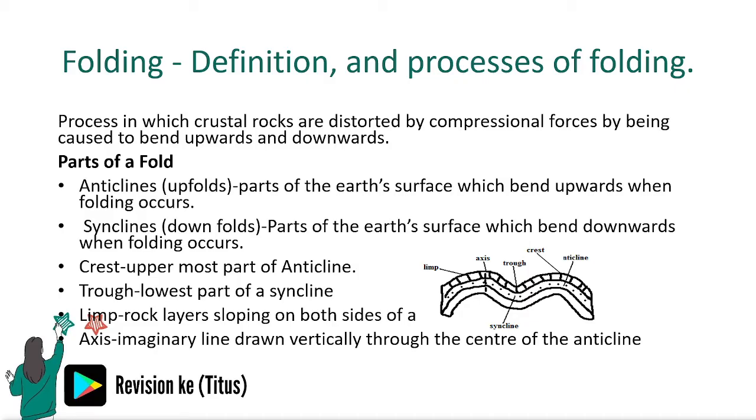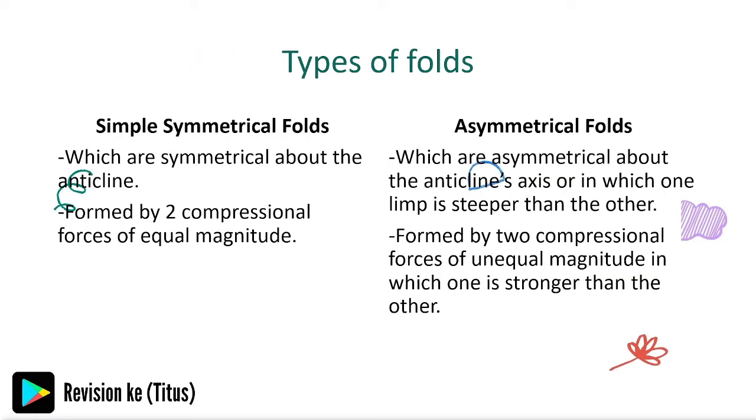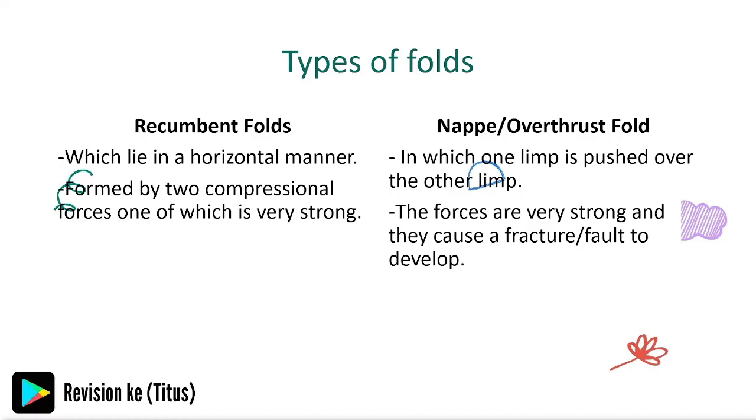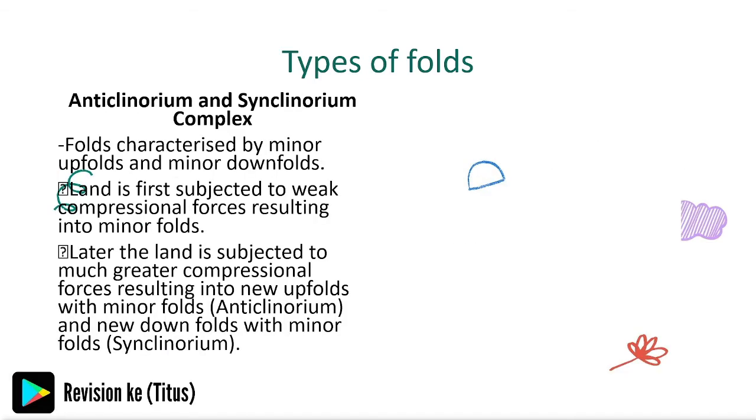So we also have the types of folds. These are parts of a fold. So we're going to look at the types of folds. We have simple symmetrical folds. We have asymmetrical folds. We have overfolds. We have isoclinal folds. We have recumbent folds. We have nappe or overthrust folds. We also have the anticlinorium and synclinorium complex.